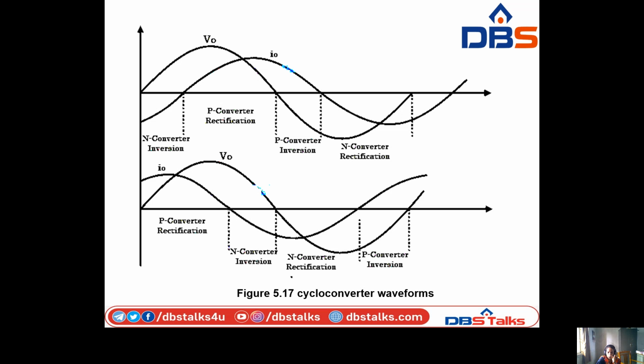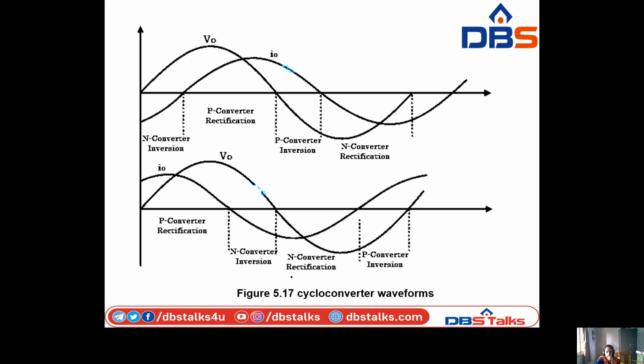Then I naught will be in positive mode, and it comes to 0 when the P converter is in off state. When the N converter starts, I naught begins its negative half cycle, and it comes to the positive half cycle when the P converter starts. These are the output voltage and output current waveforms for the cycloconverter with different power factors.